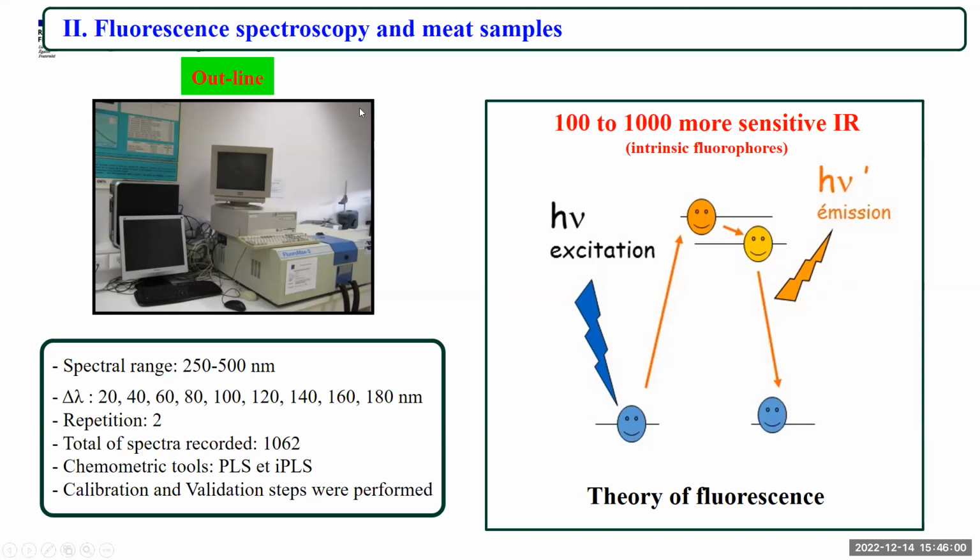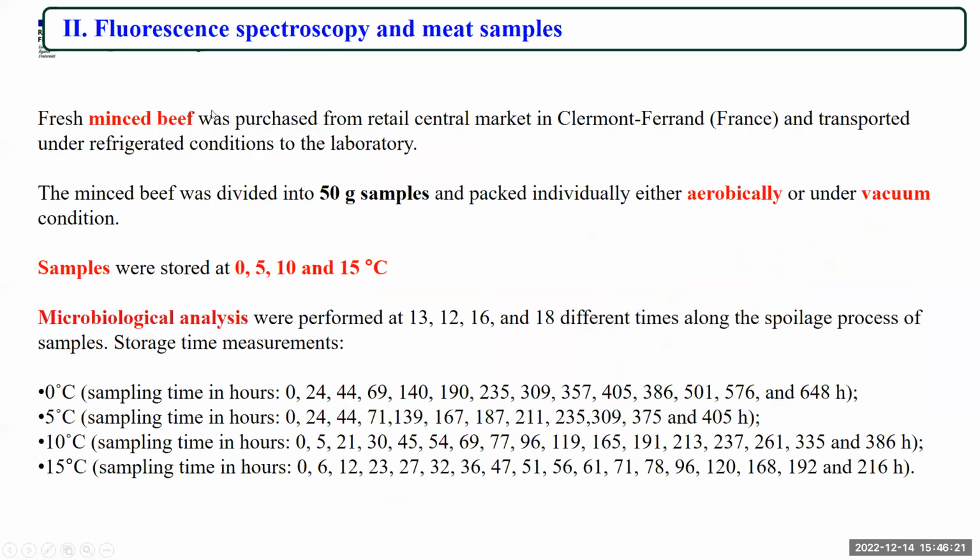We decided to use fluorescence because it is very sensitive compared to infrared spectroscopy, for example, and we wanted to predict the microbiological loads that can be present in meat. So we hypothesized that using fluorescence can be a very interesting tool for this task. So we worked on minced beef. It's a model minced beef.